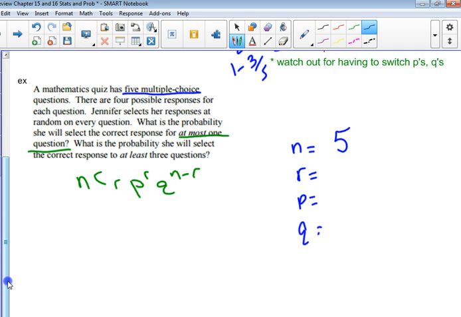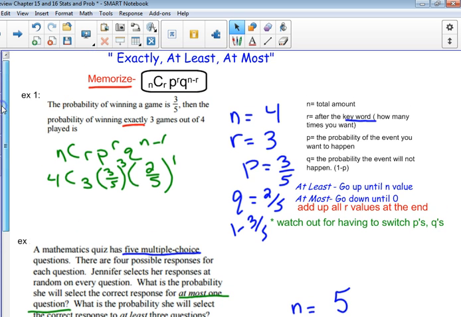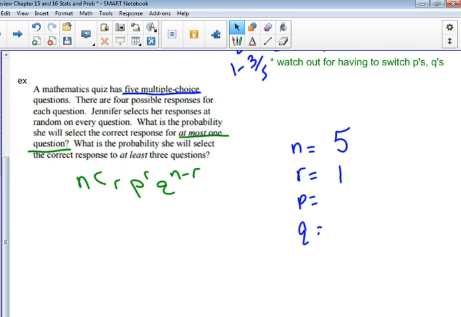Now, the r comes right after the keyword, and this part's a little bit tricky. You have at most, how many? 1. But when you're dealing with at least, at most, no more than, we have multiple r values. So if it says at most, we need to go down until we get to 0. So we need to include 1 and we also need to include 0.